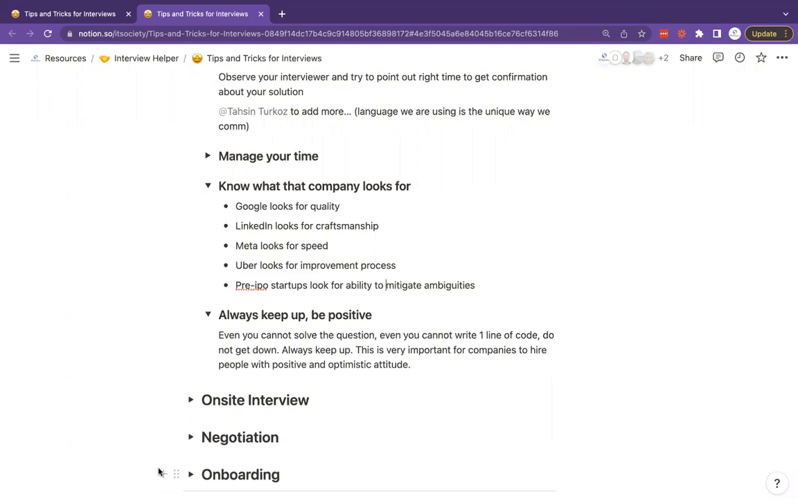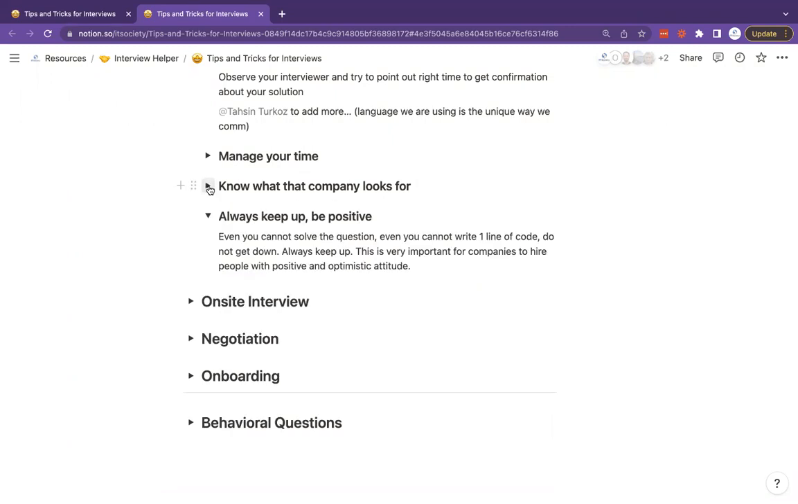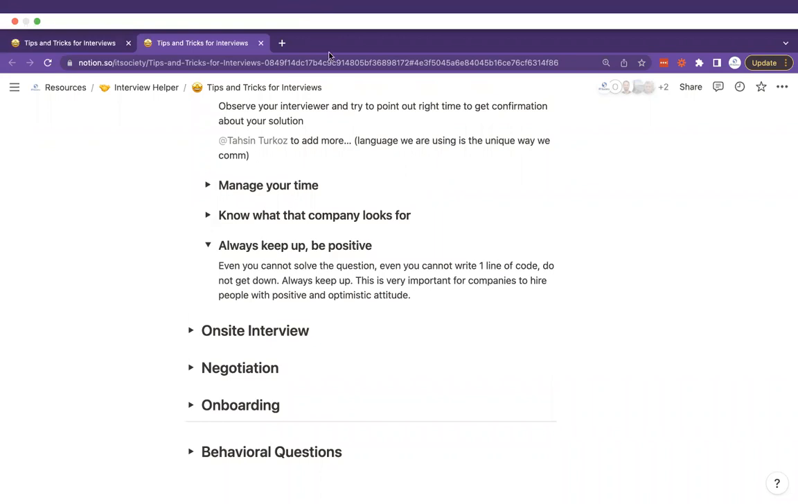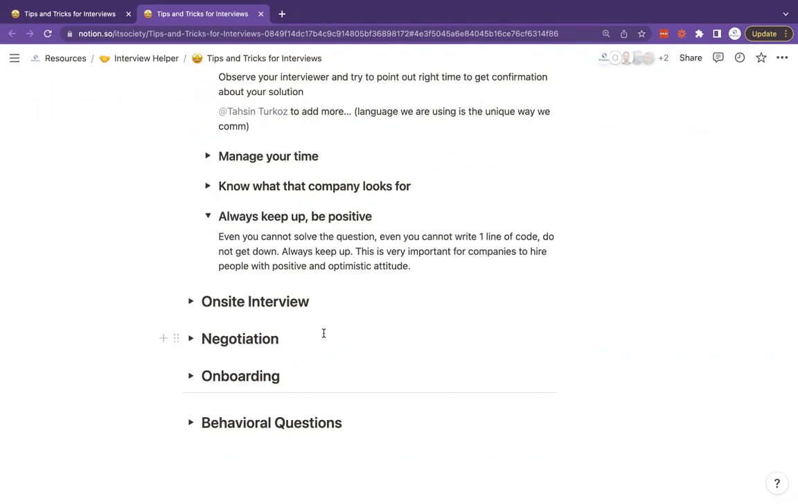Always keep up and be positive. Let's talk about it. We have very limited time, and I think we already discussed a lot of things about being positive. The only thing I want to add is, after your interview is done, don't stress too much about what's going to happen. Instead, enjoy the moment, see it as practice, and do your best. Don't worry too much, it's not the end of the world.